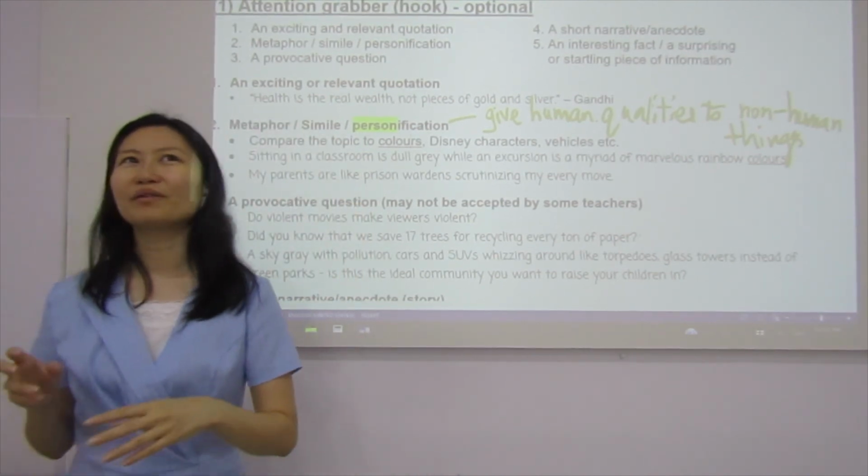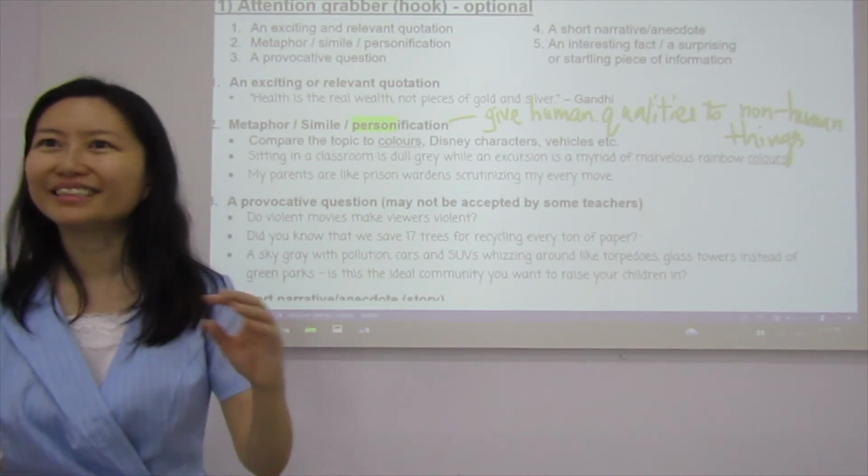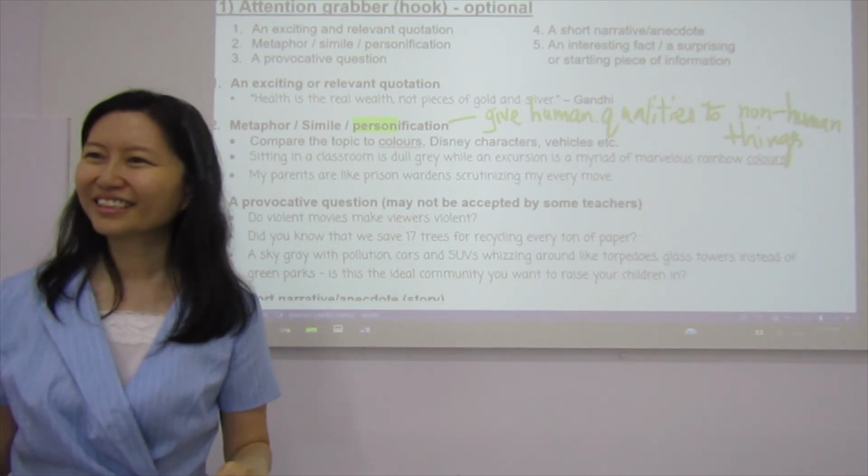Okay, now, how about this? Do you understand what I mean when I say the flower is dancing? Why is the flower dancing? How can the flower dance?